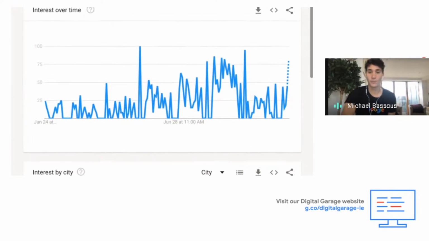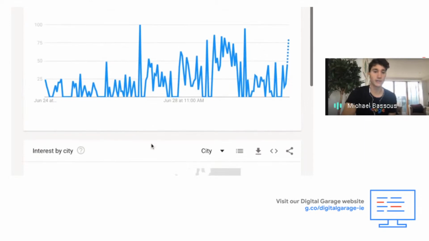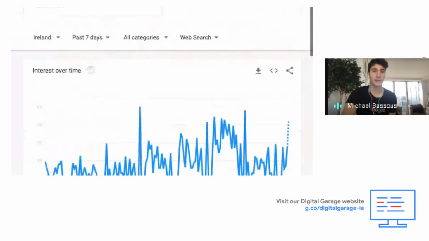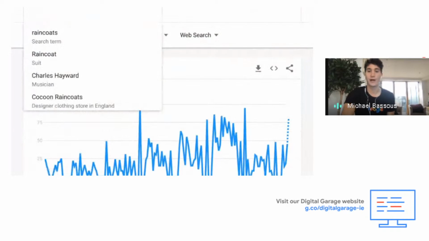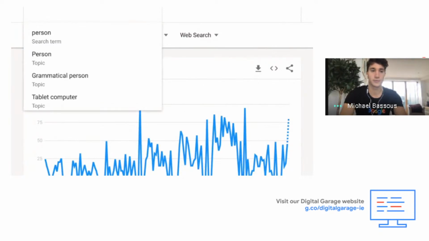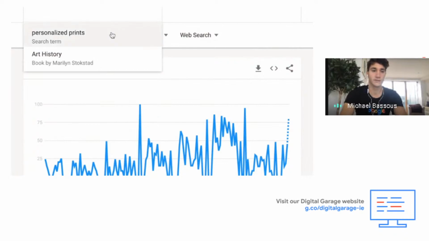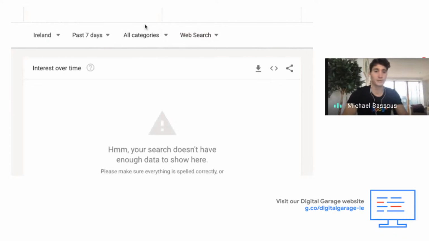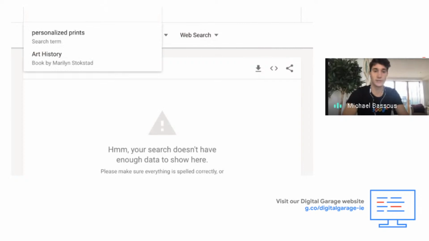Before we continue with the different visuals, let me try to get another example from you guys. So I have personalized prints. Let's see how this is going to go. Okay, so not enough data. I think it's way too specific.